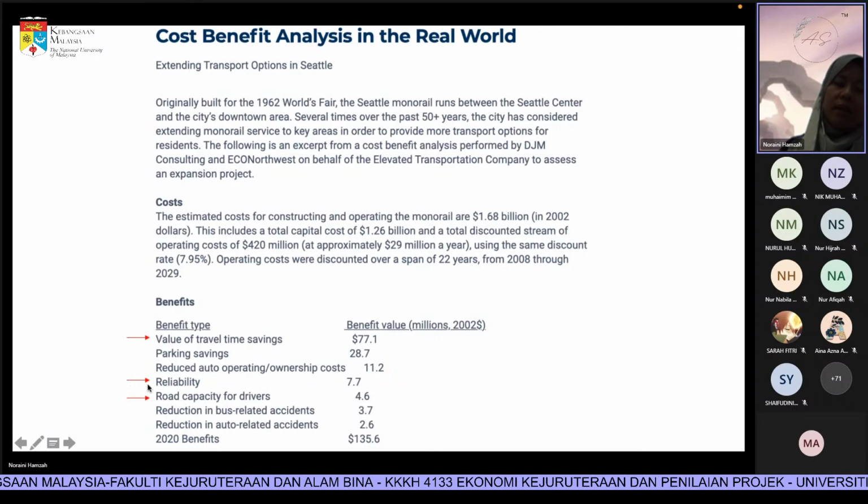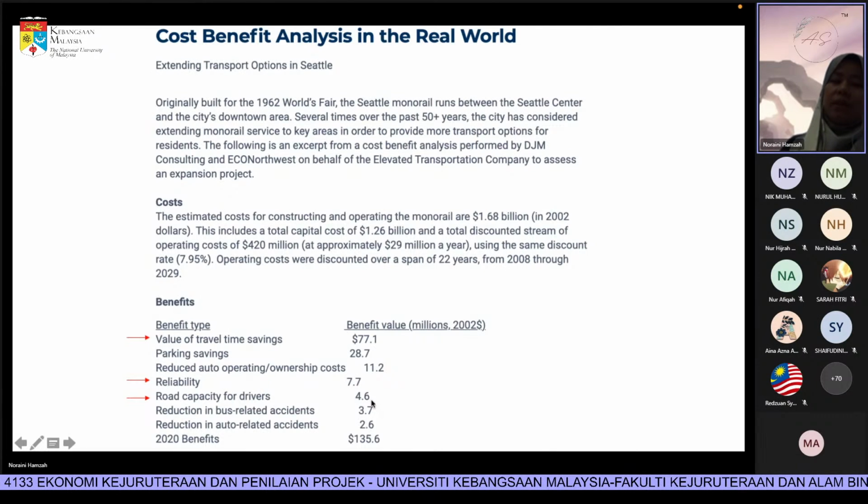Okay, and then like this one, reliability. So reliability, road capacity for the drivers. Okay. Reduction of the bus accident ni berapa? Mana yang tak ada numbers, numerical numbers, so you can add up dia punya numerical numbers as the benefits values yang sewajarnya. Okay, dekat dalam this column.